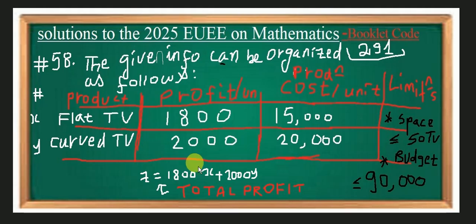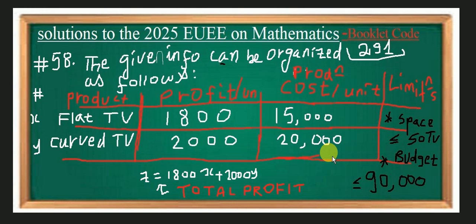So we are asked what? Find inequalities, constraints, or the ones that describe the limitations. Okay, if we produce X flat televisions, the cost is 15,000 X, because the cost for one unit is 15,000. Similarly, the cost for producing Y number of curved TVs becomes 20,000 Y. Total cost becomes 15,000 X plus 20,000 Y.